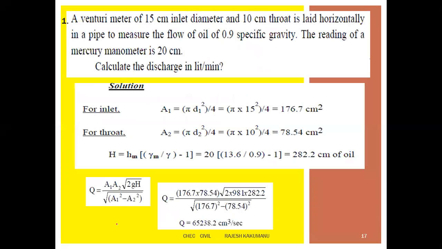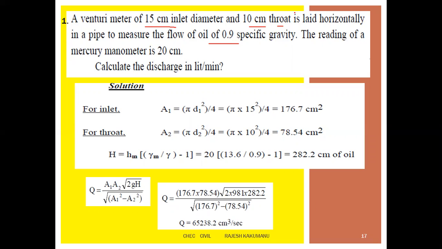Then coming to the first problem of the venturimeter. A venturimeter has a 15 centimeters inlet diameter and a 10 centimeters throat, laid horizontally in a pipe to measure the flow of a liquid of 0.9 specific gravity. The reading of the mercury manometer is 20 centimeters. Calculate the discharge in liters per minute.